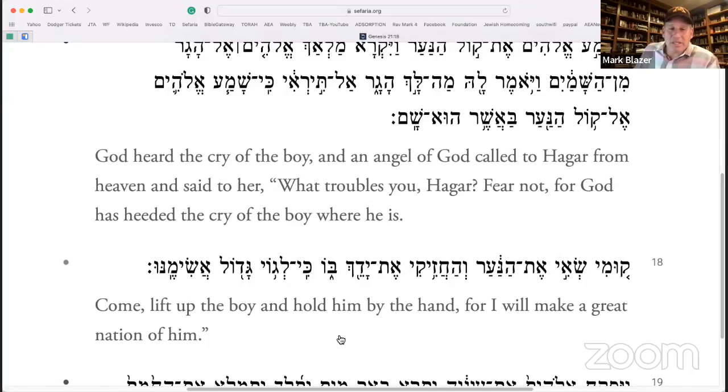Fear not, for God has heeded the cry of the boy where he is. I mean, that literally could be written on the walls of a place like Beit Teshuvah or anywhere else where we don't want to see our children, and say, hey, look, God hasn't forgotten them where they're at. And at that moment, they're in the wilderness. Right now, at this moment, they're on the verge of death. They're out of water. They're going to die.